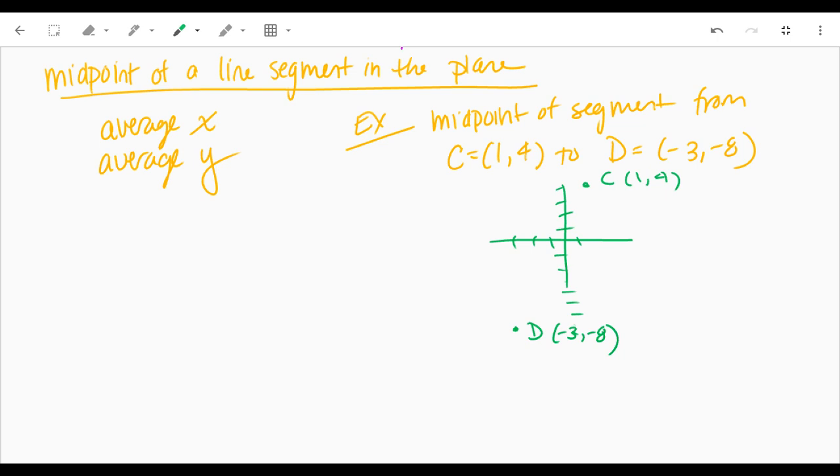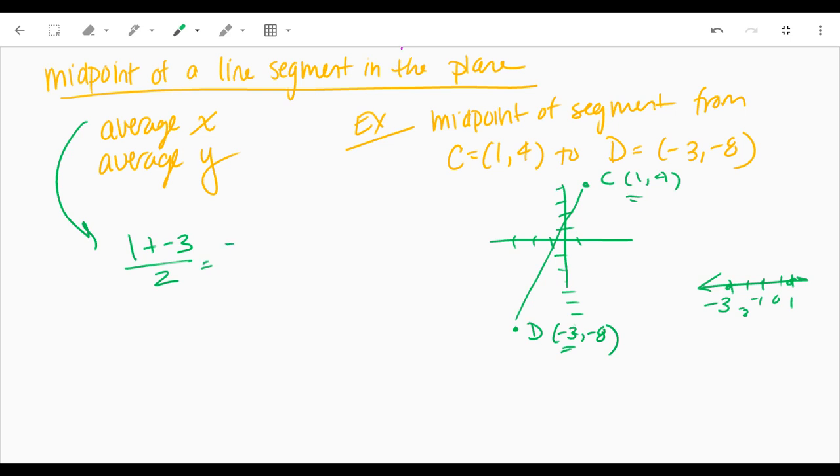Okay, and some of these are going to be pretty easy to do, right? Like what's halfway between -3 and 1? That would be -1. Just think on your number line: -3, -2, -1, 0, 1. Halfway between those is -1. But you can get the same thing by averaging the x's. We can do 1 plus negative 3 and divide it by 2. Add them up and divide by 2. So we have negative 2 over 2, which is negative 1.